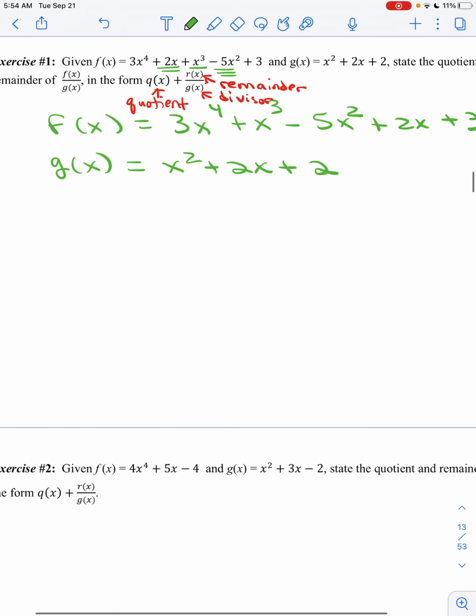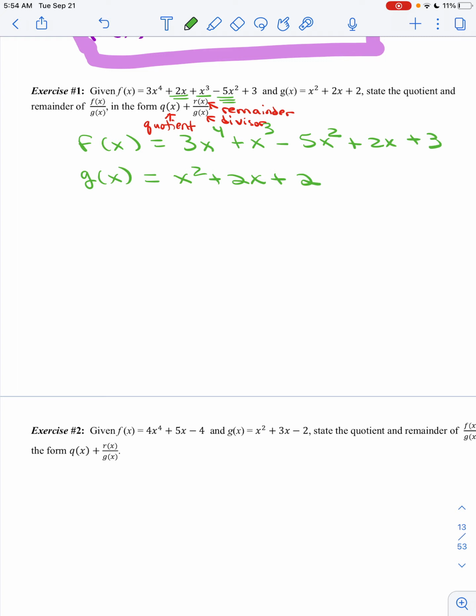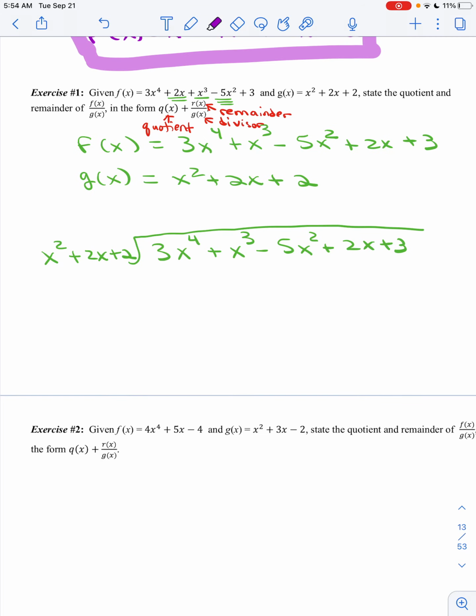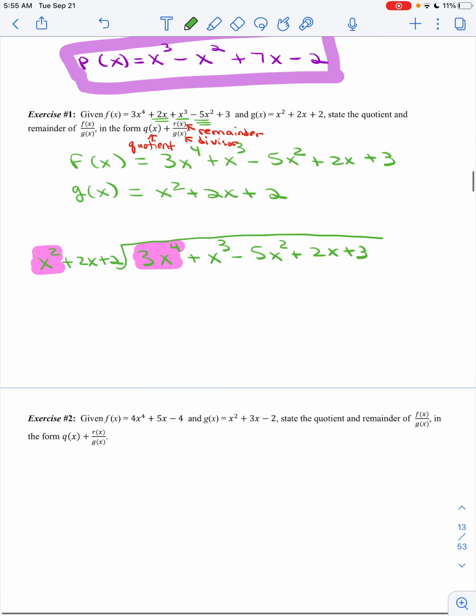So we're going to take this polynomial f of x in standard form and divide it by g of x. 3x to the fourth plus x to the third minus 5x squared plus 2x plus 3. This time our divisor is a trinomial. Yesterday we talked about divisors that were binomials. Okay, so we're going to take our first term of 3x to the fourth and divide it by our first term of x squared. So 3x to the fourth divided by x squared is 3x squared.